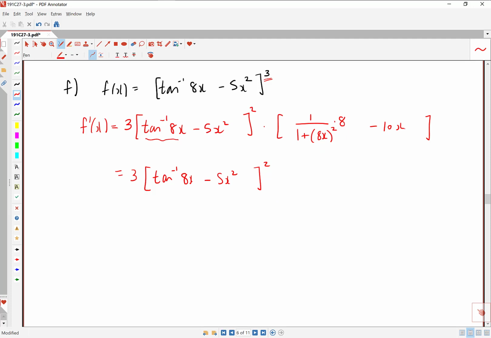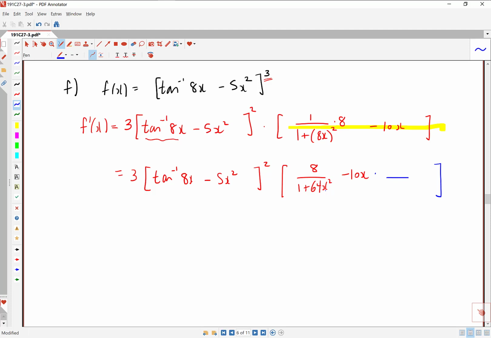And then let's concentrate on the stuff in the second set of brackets here. First thing you might do is just clean up that first term and then make that 8 over 1 plus 64x squared. So we've got that minus 10x. And the second thing you might do is just create a common denominator. I'll do that over a couple of steps here.